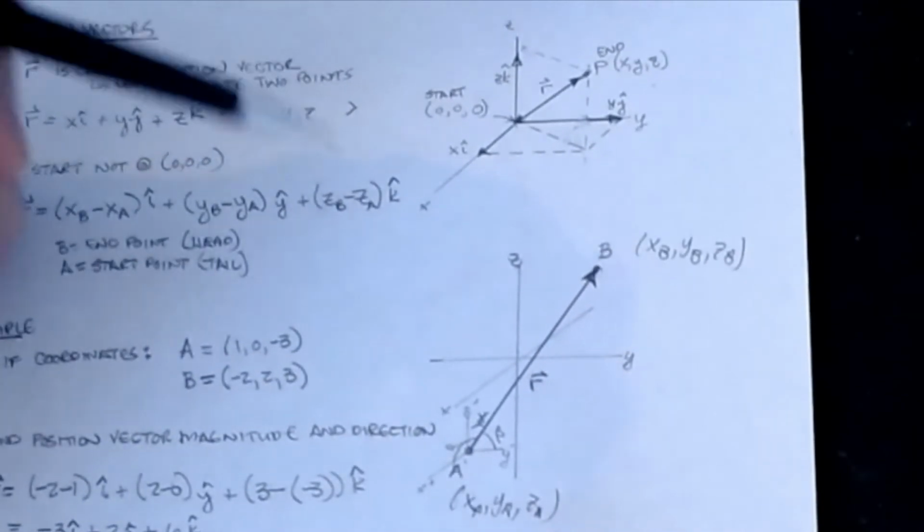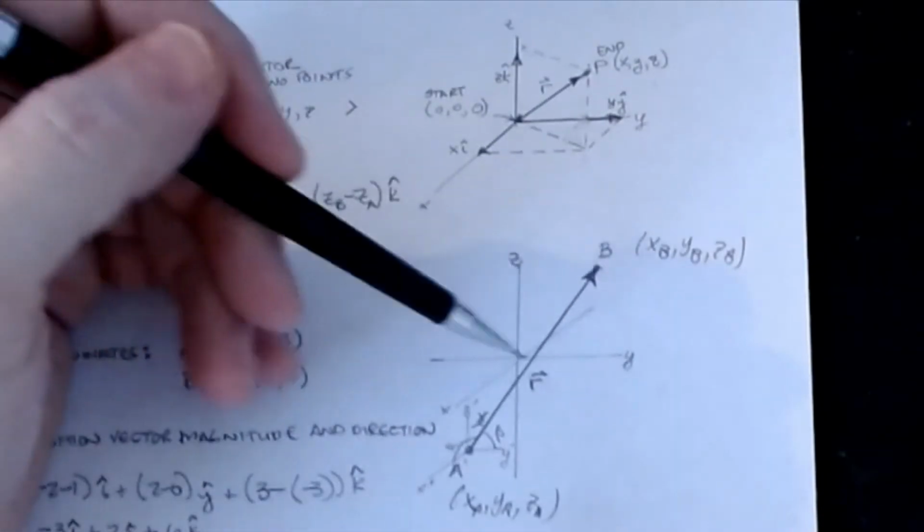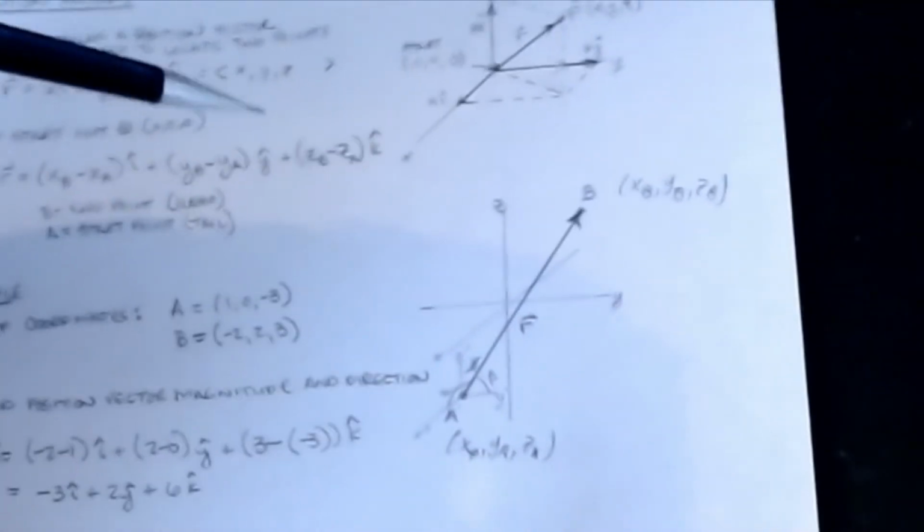So in this class what I do is I tend to bounce around between Cartesian directions. Sometimes x will be to the right, sometimes x will be out, sometimes x will be up, just to make sure that we're paying attention and watching that orientation.